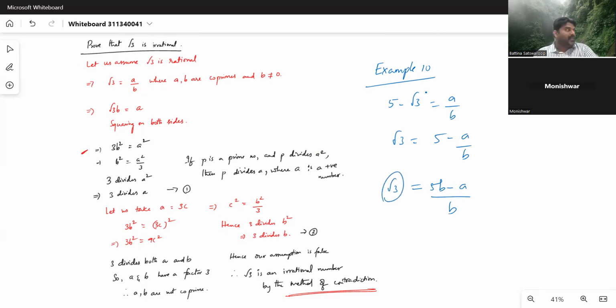This is already irrational. You have proved just now. You have to write this entire proof again. And therefore you will tell a and b are having factor other than 1. And whatever you are trying to assume is false. And by the method of contradiction, this is proved. Here, all of them are real numbers.